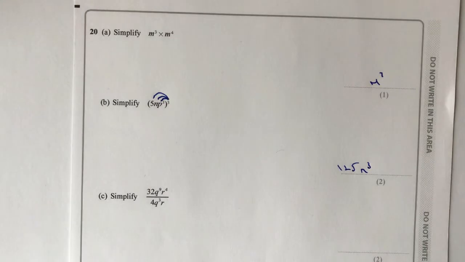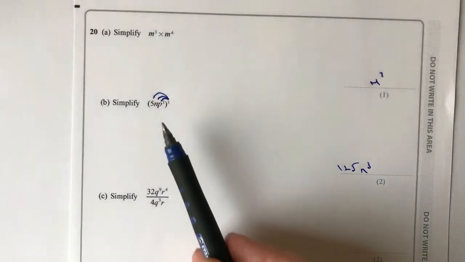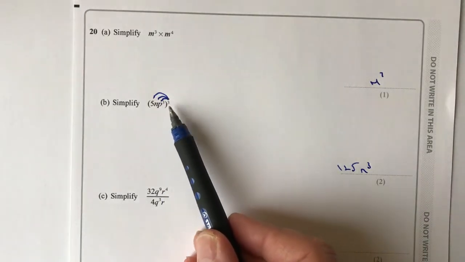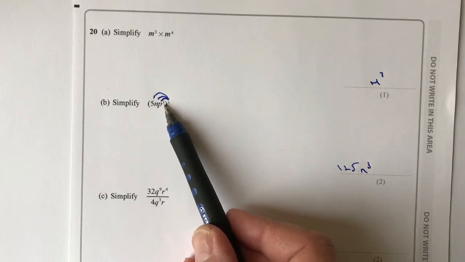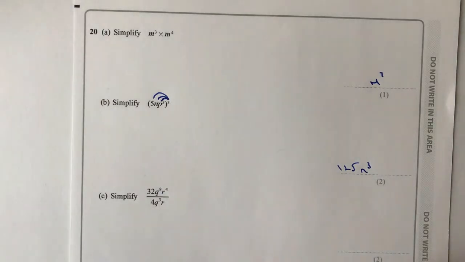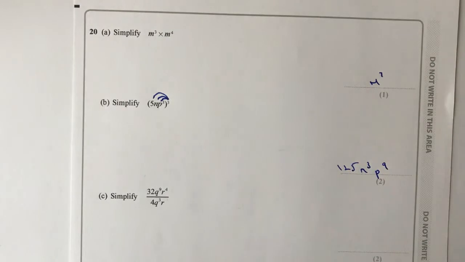Then I've got p cubed, which is this bit here, and that's also going to be cubed, so we multiply these two indices together and we get p to the 9. Hope that's all right for you. Let's move on to part C.